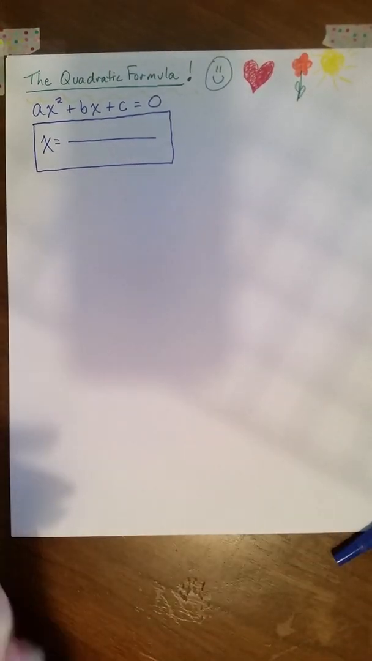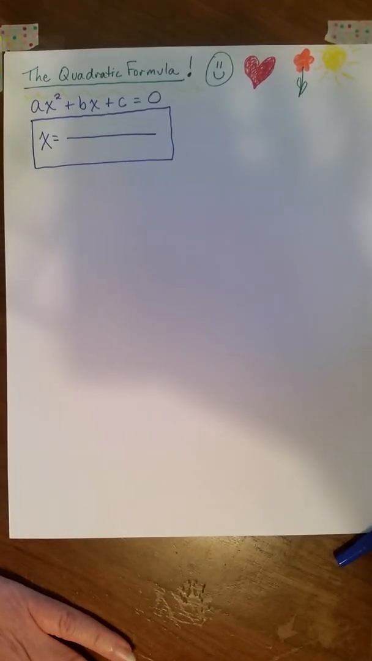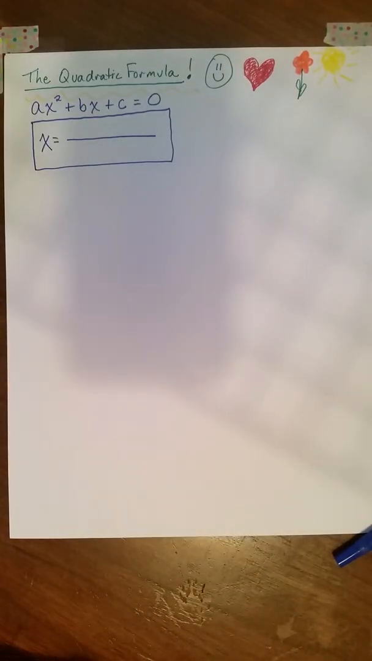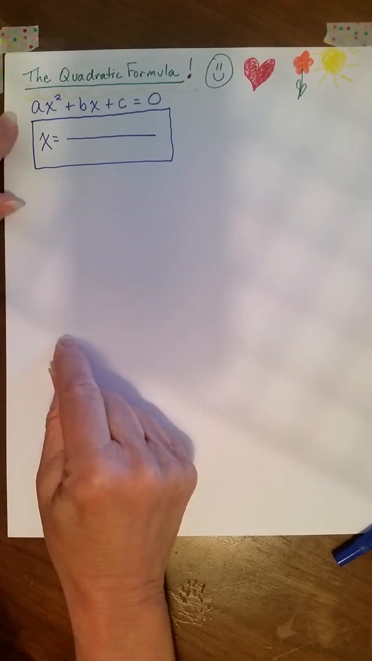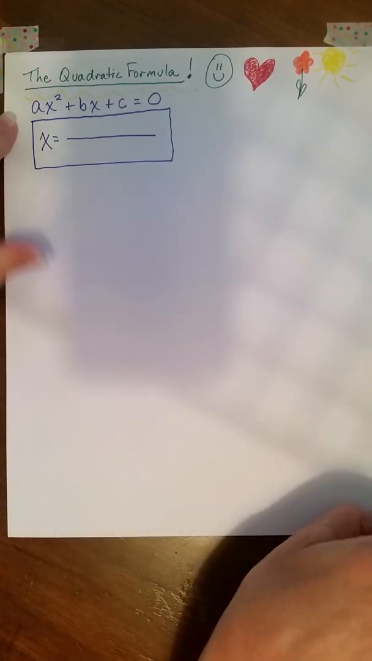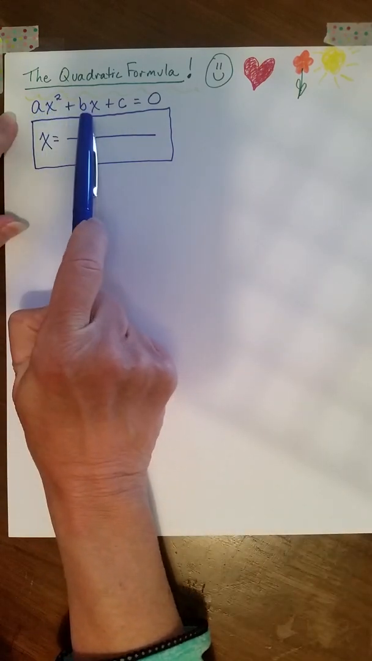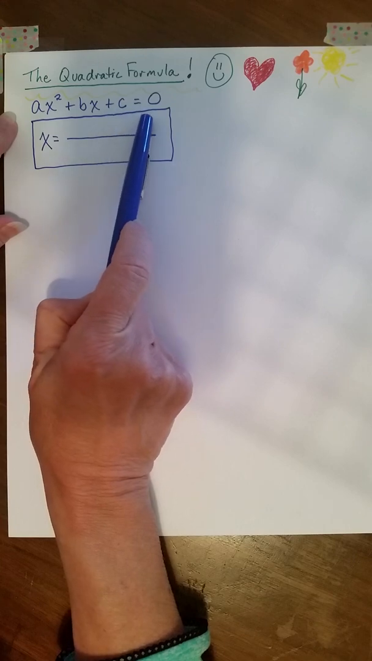So let's just get started with the new lesson. Let me get this in autofocus. There we go. Okay, today we're going to learn the quadratic formula. Now, the quadratic formula we use when we have a quadratic equation. So if I have a quadratic equation, of course I have a quadratic term, an x squared term, plus a linear term, bx plus c equals 0.